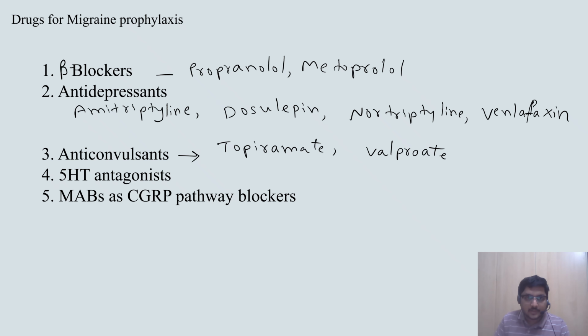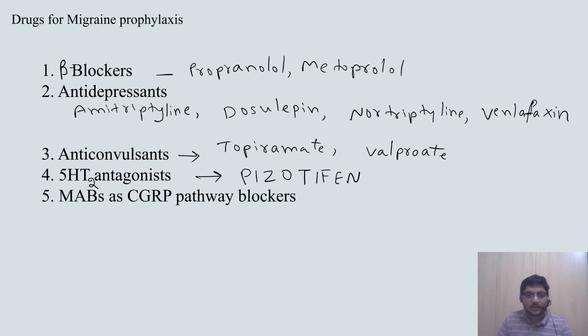And there is one special serotonin type 2 antagonist, which is also helpful for the prophylaxis of migraine. It is actually not US FDA approved. It is used in other countries: pizotifen.